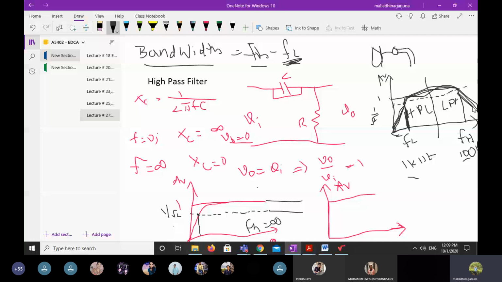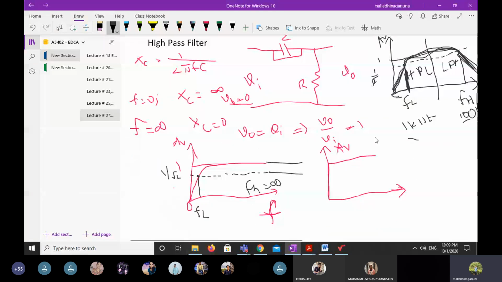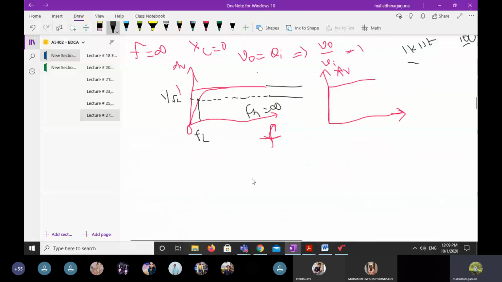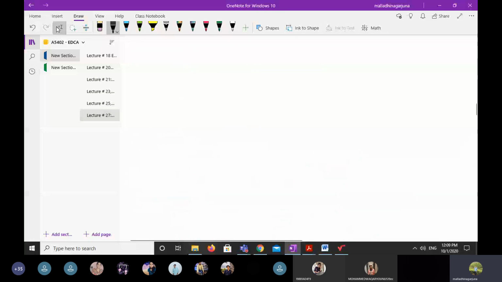What do we call the lower frequency? The lower cutoff frequency. What do we call the maximum frequency? The upper cutoff frequency. That range, that difference, we call the bandwidth. Is it clear? Yes, sir. So this is the high pass filter, HPF. Next we will do the low pass filter.